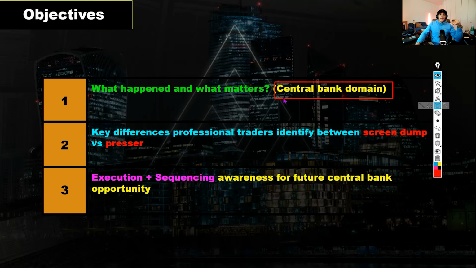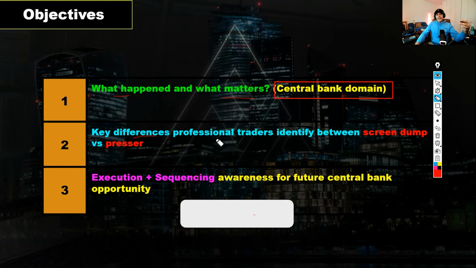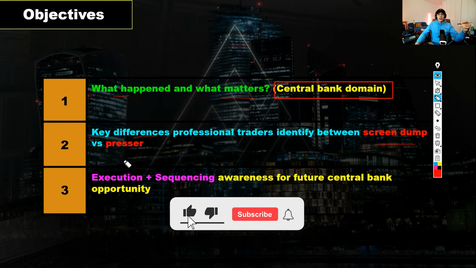So we'll talk about just what happened, what matters now that it has happened, how to interpret what happened in the moment, and how to get better at interpreting that fast, to be able to execute and get the best prices. We'll talk about the key differences that professional traders identify between the screen dump and the presser.